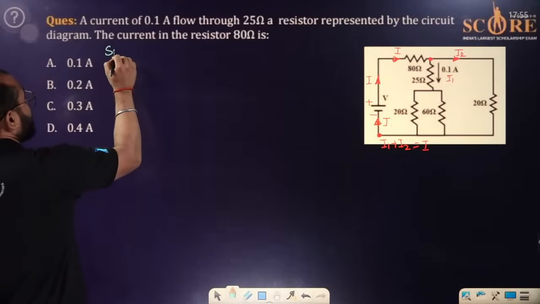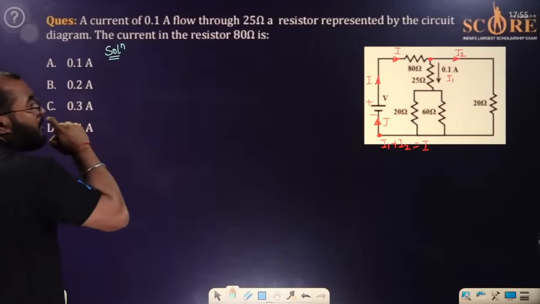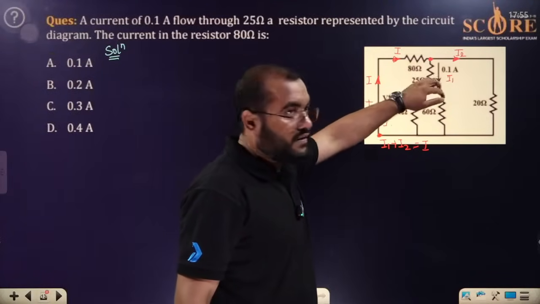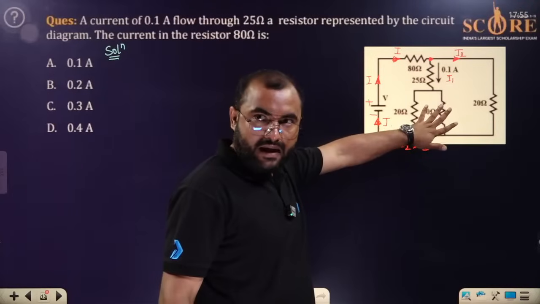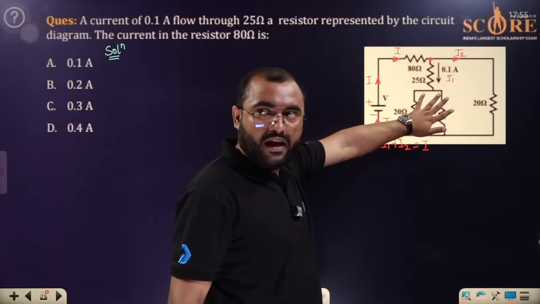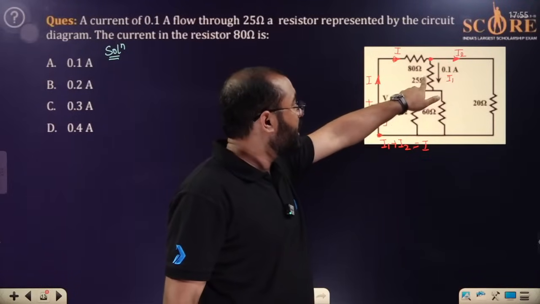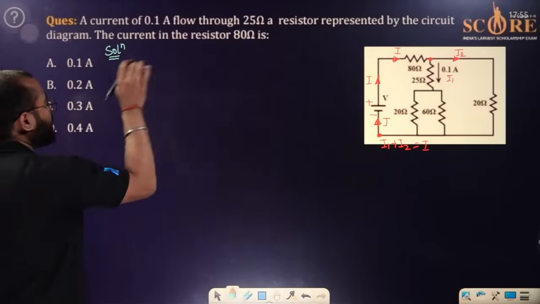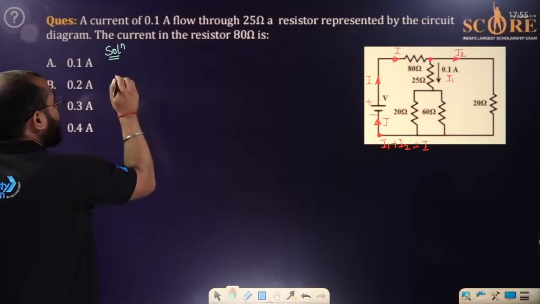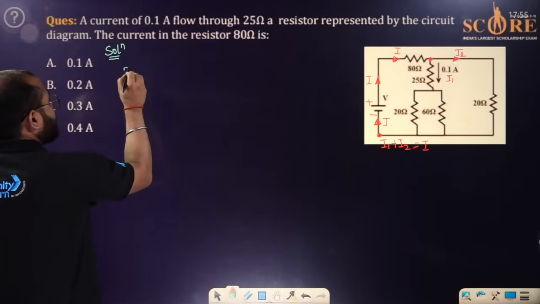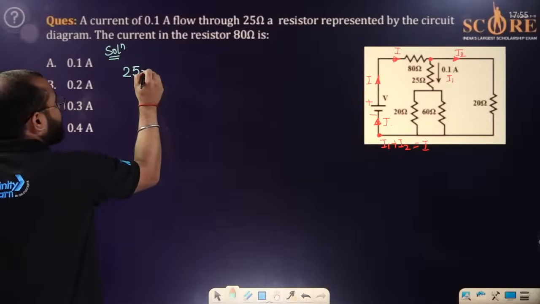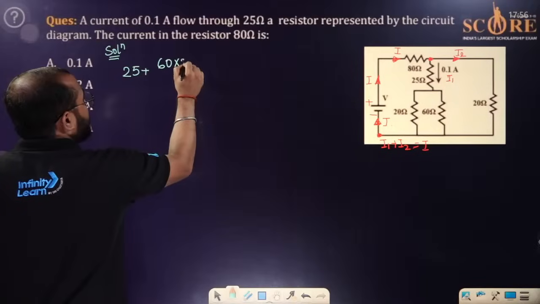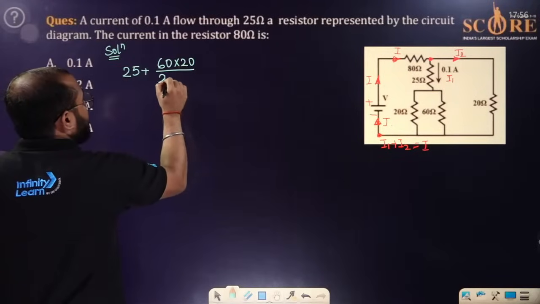The solution for this, what we can write is, 25, 20 and 60. 20 and 60 are in parallel. Whatever equivalent resistance comes here is going to be in series with the 25 only. So what we can write is 25 plus 60 multiplied by 20 divided by 20 plus 60.